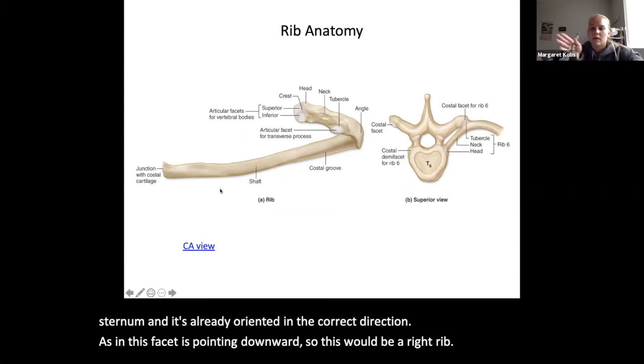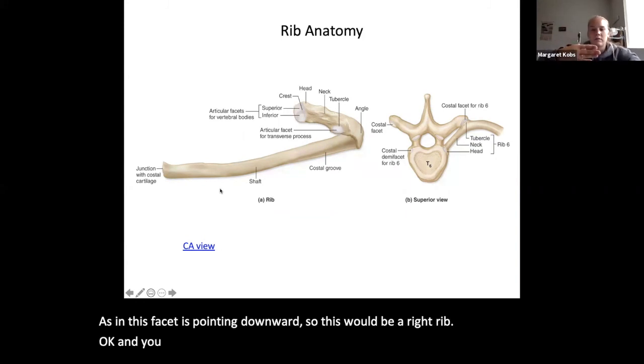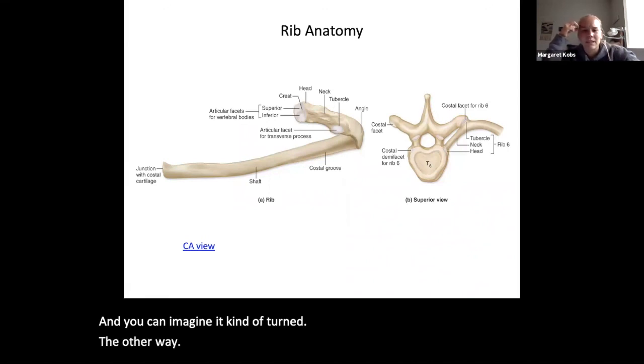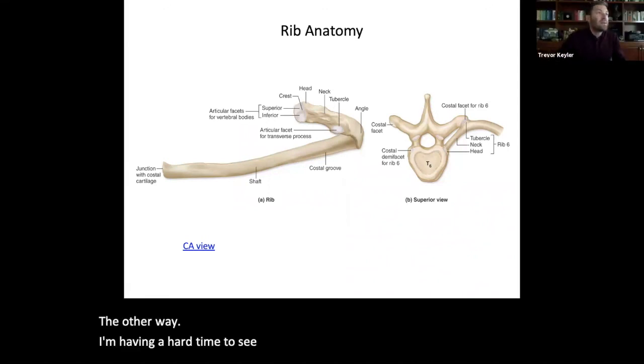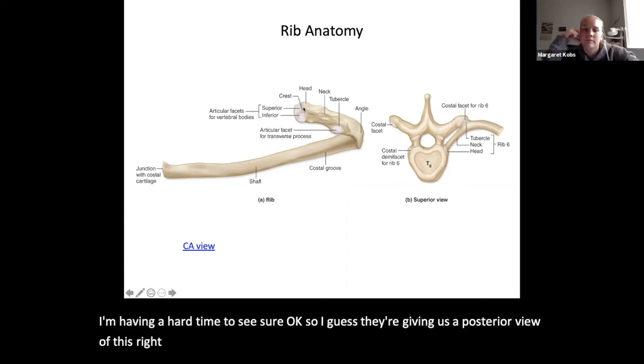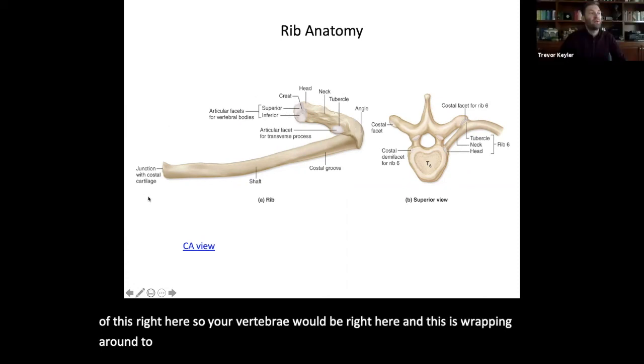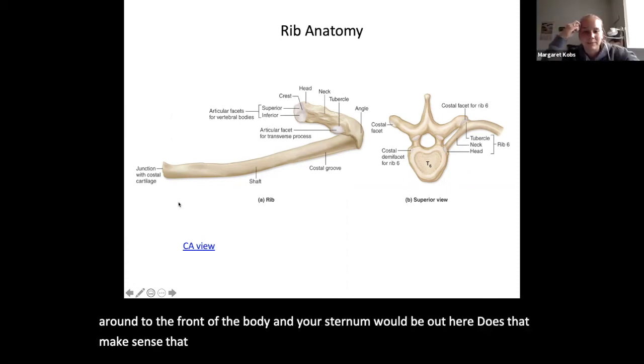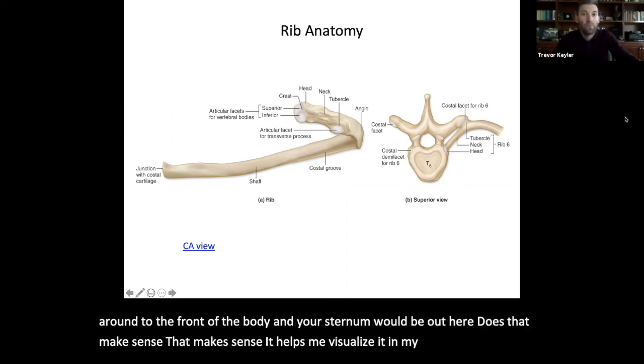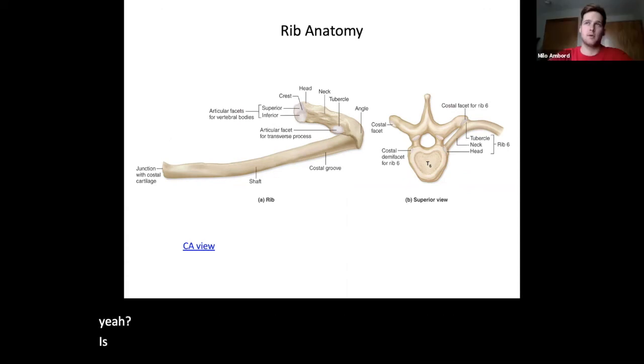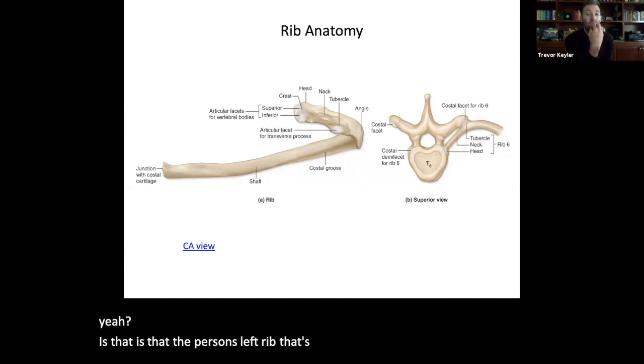And you can imagine it kind of turned the other way. I'm having a hard time seeing it. Oh, sure. I guess they're giving us a posterior view of this right here. So your vertebrae would be right here, and this is wrapping around to the front of the body, and your sternum would be up here. Does that make sense? It helps me visualize it. So is that the person's left rib? That's their right rib. Right rib? Okay.